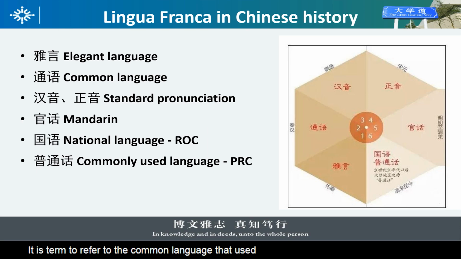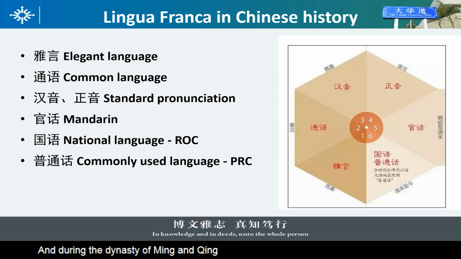It is a term to refer to the common language used by the rulers, including the king and the heads of different states before the Qin dynasty. And during the Qin and Han dynasties, similar things were called common language, 通语. And later, it evolved into Hanyin, Zhengyin in the Middle Ages.